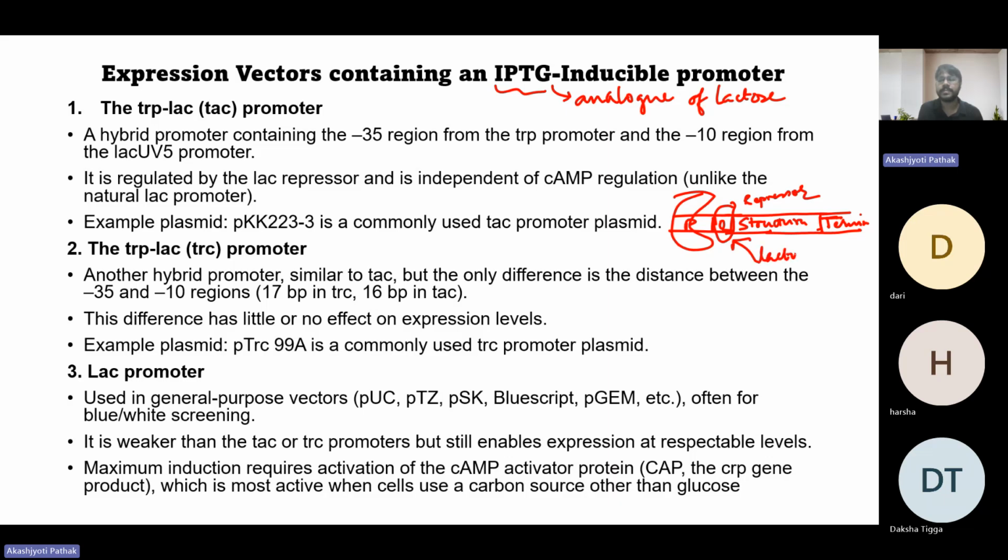But once you add lactose to your media, what will happen? This lactose will bind to your repressor. There will be a conformation change in the repressor, and now this repressor will no longer be able to bind to your operator. Once this repressor is removed, your RNA polymerase can come and transcribe this gene of interest, and it can synthesize the mRNA. So that is your lac operon, in very simple terms. There are a lot of other things, but in simple terms, this is what is happening.